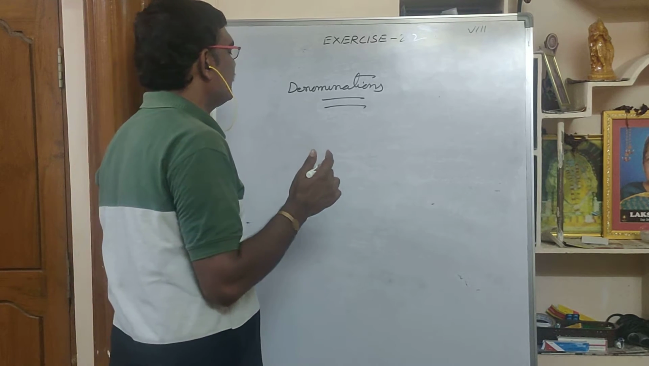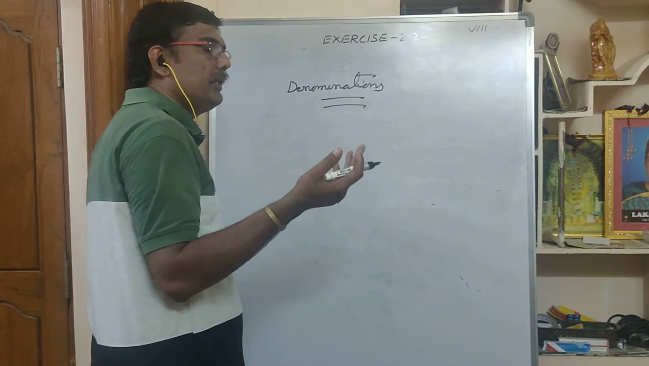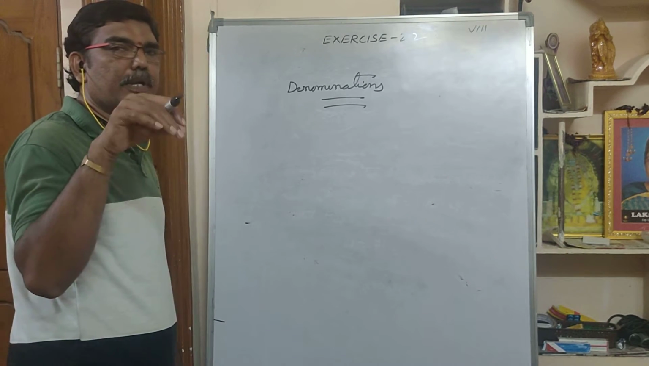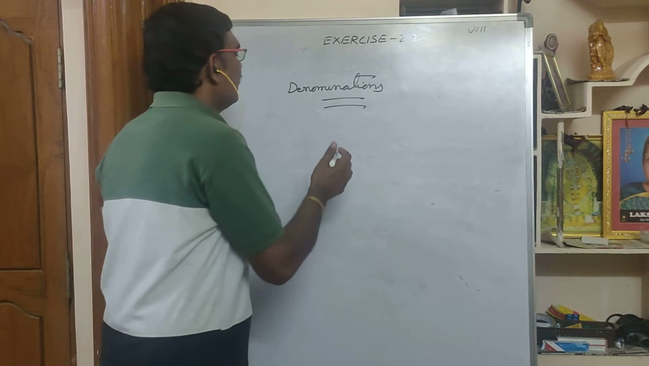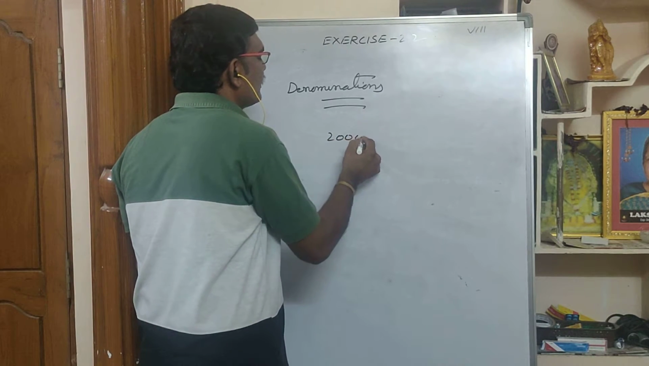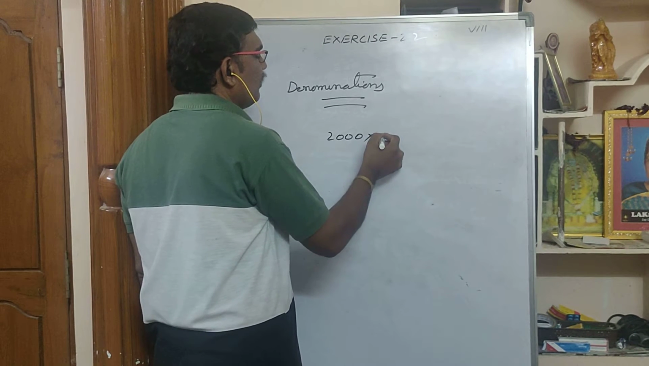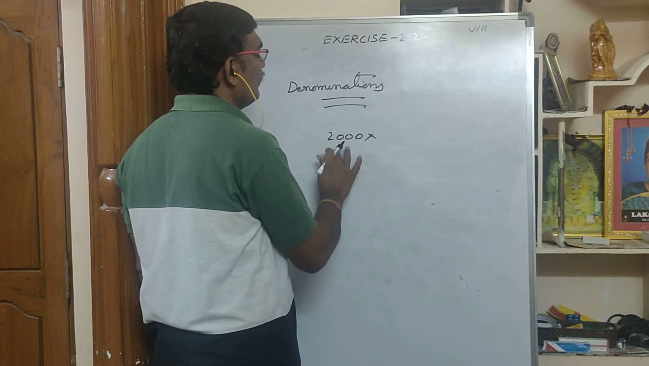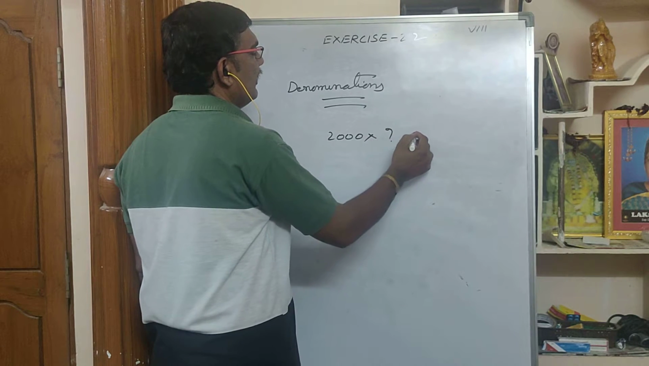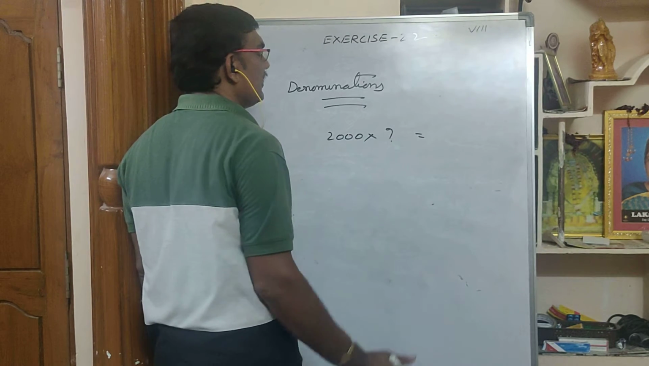What you have to do is, for the money you are keeping in your account, check whether any 2000 rupees notes are there or not. If 2000 rupees notes are there, 1, 2, 3, like that you have to write here. 2000, how many are there? And multiply and write the answer here.